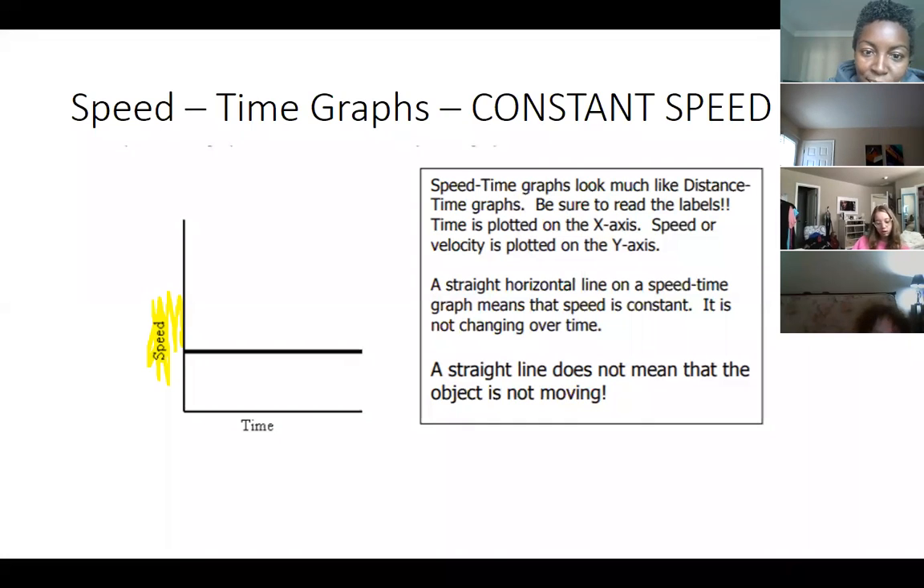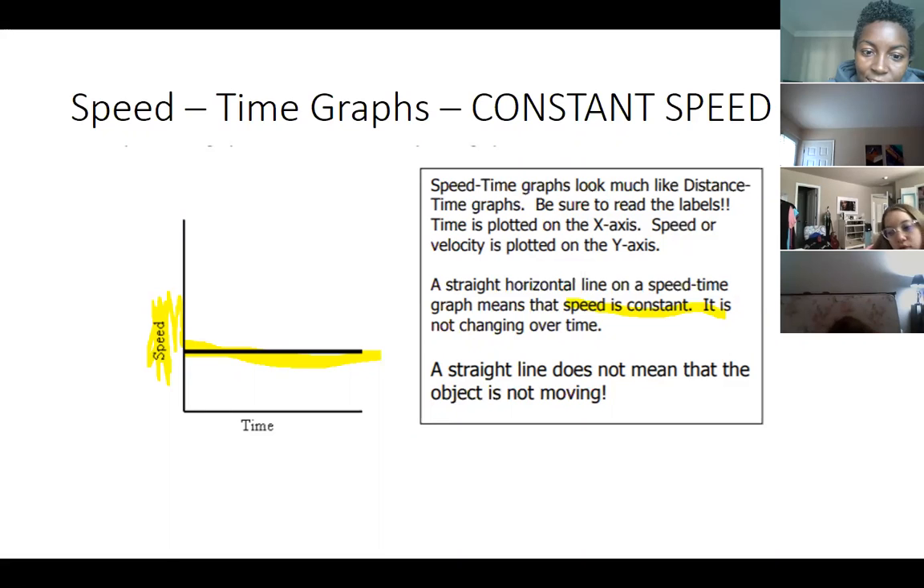So this says speed time graph looks much like distance time graph. Be sure to read the labels. It's either going to say speed or velocity on this side, okay? On this one, it says the speed, okay? This is really important. I'm going to show you the difference, okay? On this one, this says the speed is constant. It is not changing over time, okay?